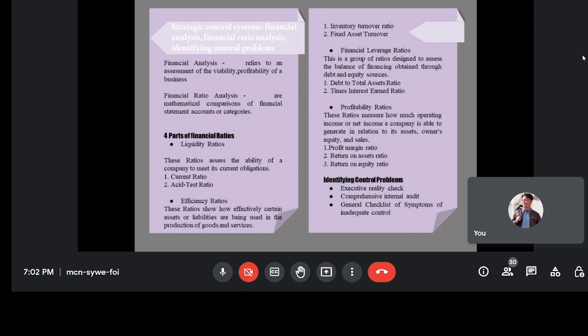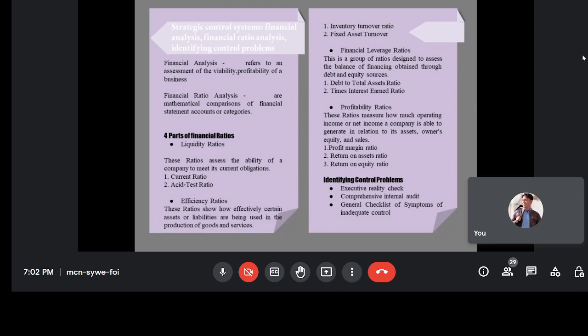Next, we have the efficiency ratio. These ratios show how effectively a certain asset or liability is being used in the production of goods and services.